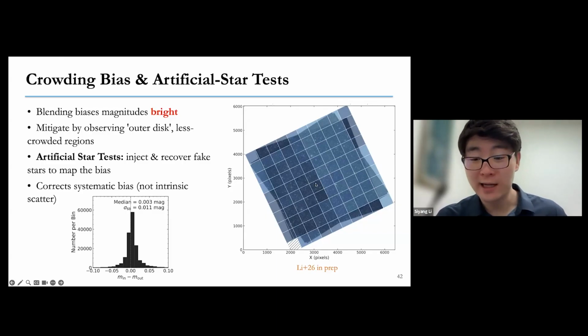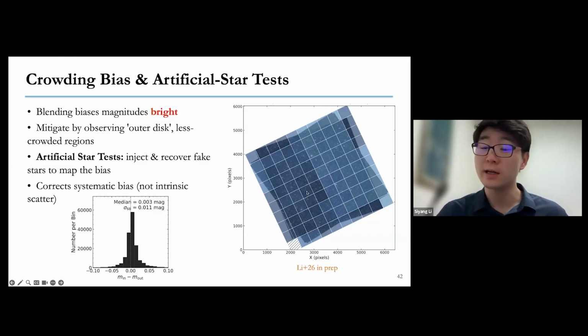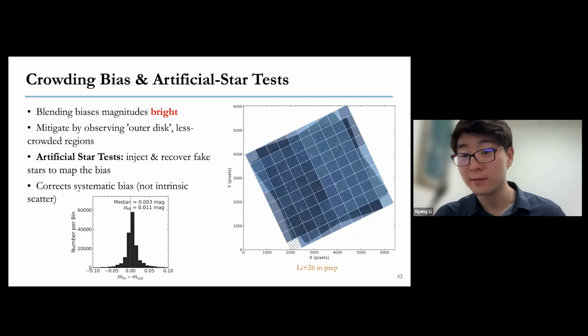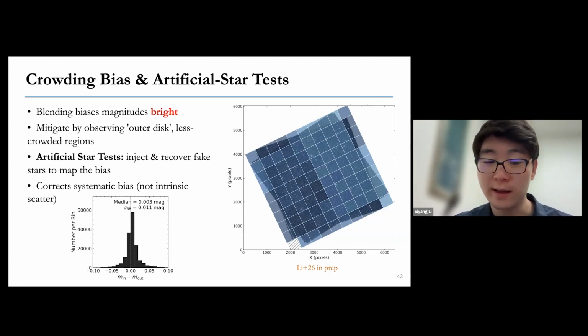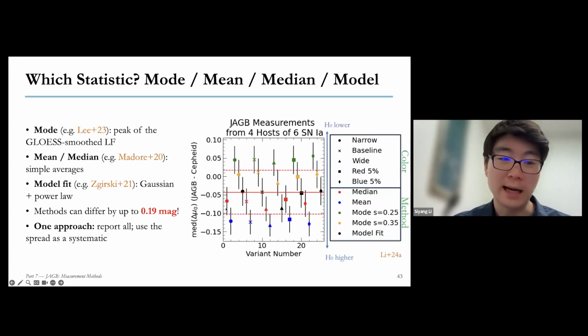And so here is just a visual example of what you can do for the JGB. Something we did in one of the papers that I published was essentially you can construct a grid, throw down these artificial stars in different regions of the galaxy, and then measure the crowding bias in certain regions of the galaxy, and apply that to your photometry to correct for this bias.